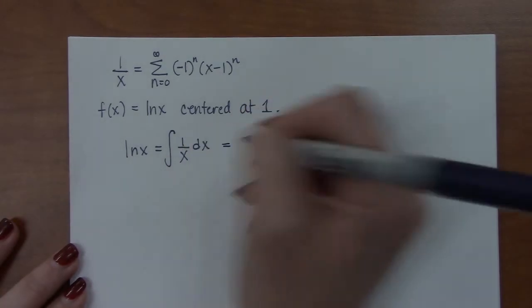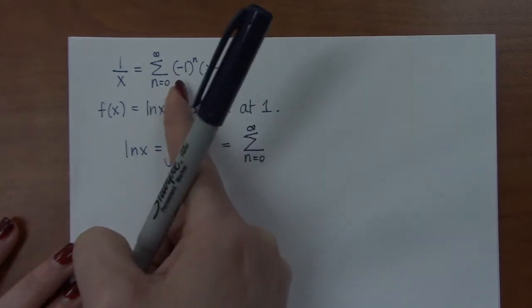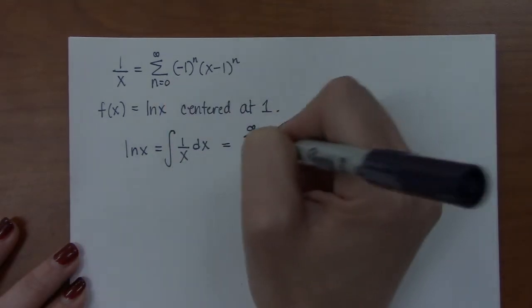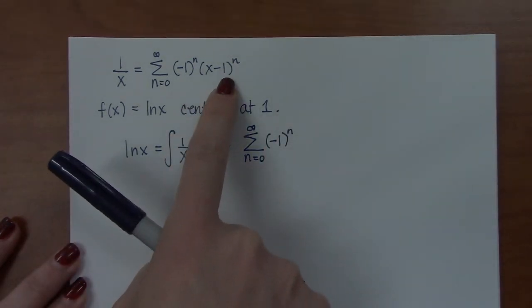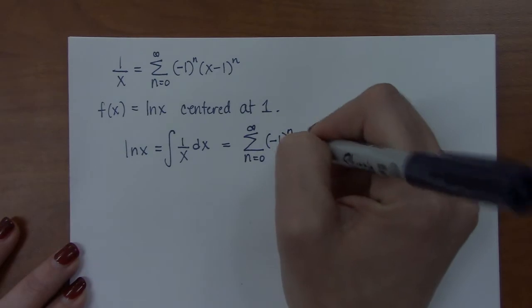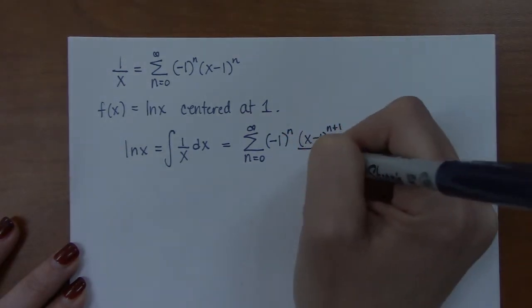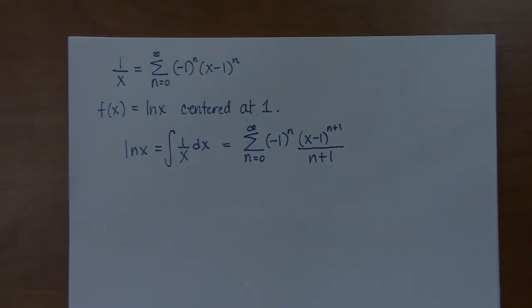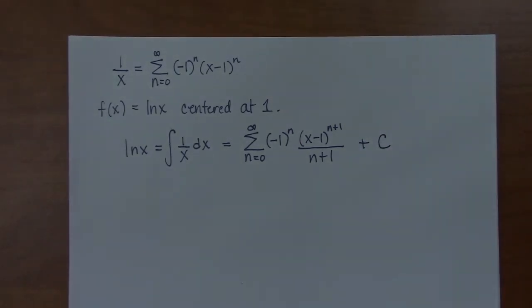So if we look at this, and I want to integrate the series, well, the negative 1 to the n is just a constant, so it just stays right where it is. But for (x minus 1) to the n, I have to use the power rule. So remember, we add 1 to the exponent, and then we divide by that new exponent. We didn't have to worry about chain rule or anything here because the derivative of the inside function was just 1. So we didn't have to worry about a u substitution or anything like that. Now, technically, we still have a constant of integration.